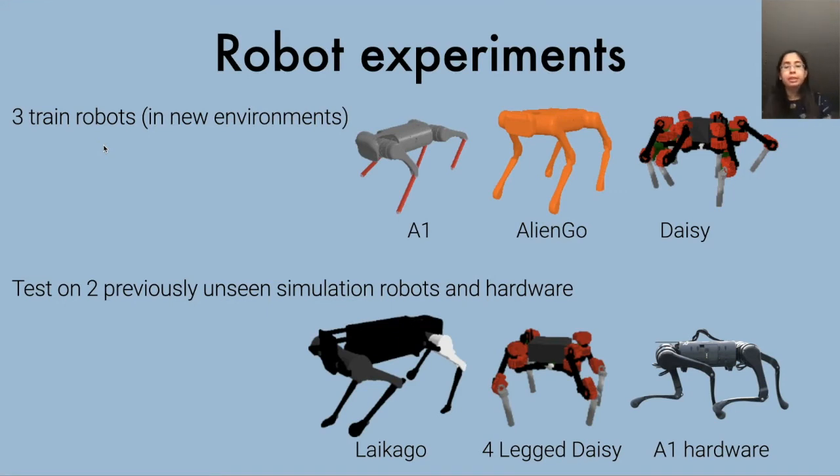Next, once we confirm that our approach works well for cart poles, we ran experiments on legged robots. And in this case, we created 3 trained robots in simulation, A1, Aliengo, and Daisy, and then tested our learned policy with new optimized embeddings on 2 previously unseen simulation robots, Laikago and 4-legged Daisy, as well as on A1 hardware.